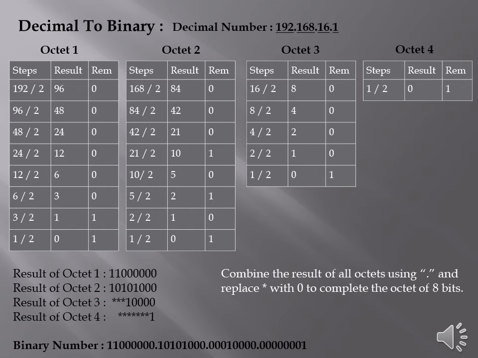Like in the result of octet 1, you can see 1 1 and all zeros. So what is the meaning of this 1 1 0 0? 0 means off, 1 means on. If there are 8 bits in octet 1 and the first bit is 1, it means 2 raised to the power 8th bit is enabled. So 2 raised to power 8 means 128.